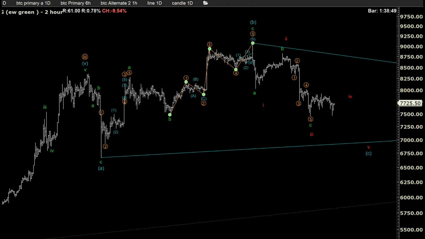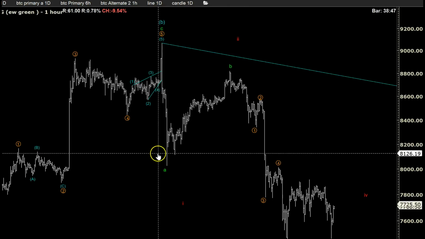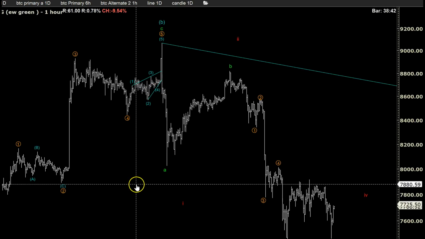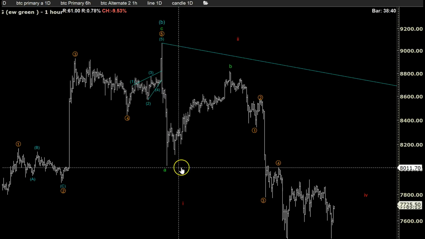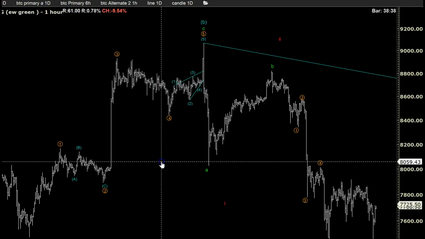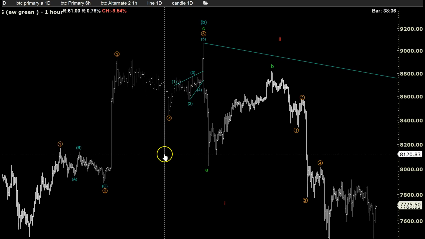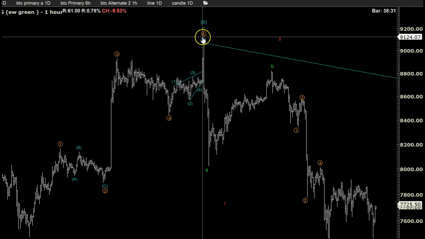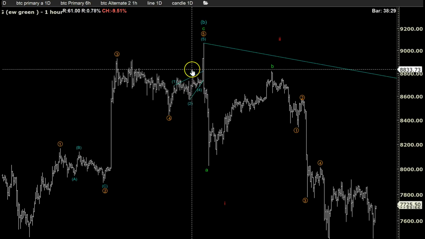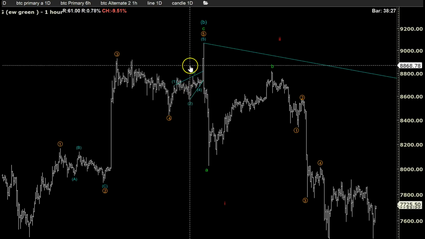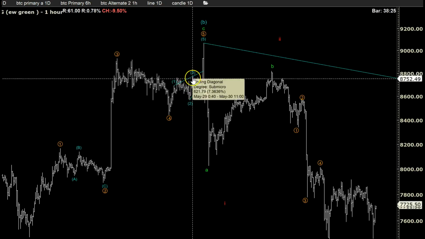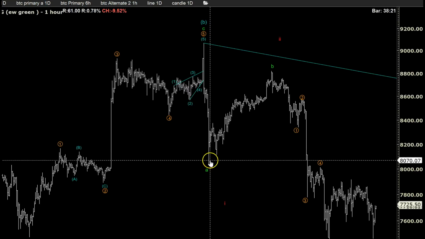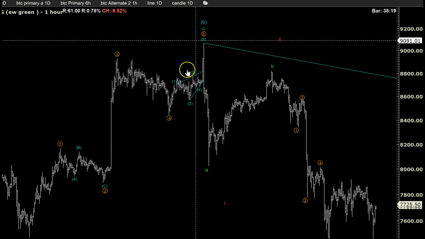The reason why I think this is an ending diagonal is because the following move is an extremely sharp drop down, and usually after you have ending diagonals, this is what happens. Okay, you have 1, you have a flat in 2, 1, 2, 3, 4, and then 5. Now, arguably, this wave 3 here is the shortest wave, and again, we are in the crypto market, so I have to be flexible with it, but the fact that the following move was an extremely sharp drop tells me that this was an ending diagonal.